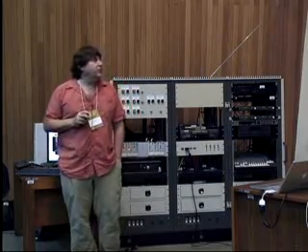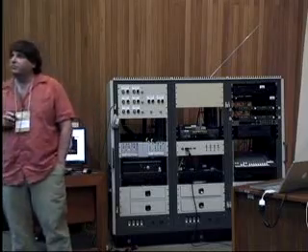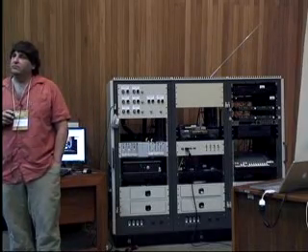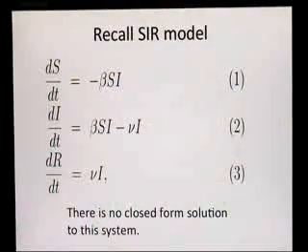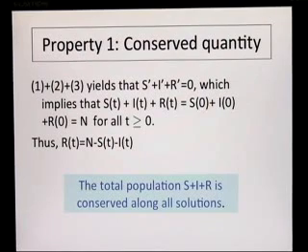Now, what happens when you add up the right-hand sides? You get 0. So what we just proved is that the total population, S plus I plus R, is constant. It doesn't change in time. So it's a conserved quantity or a first integral, whatever you want to call it. So this is property 1. The total population, S(t) plus I(t) plus R(t), is constant.